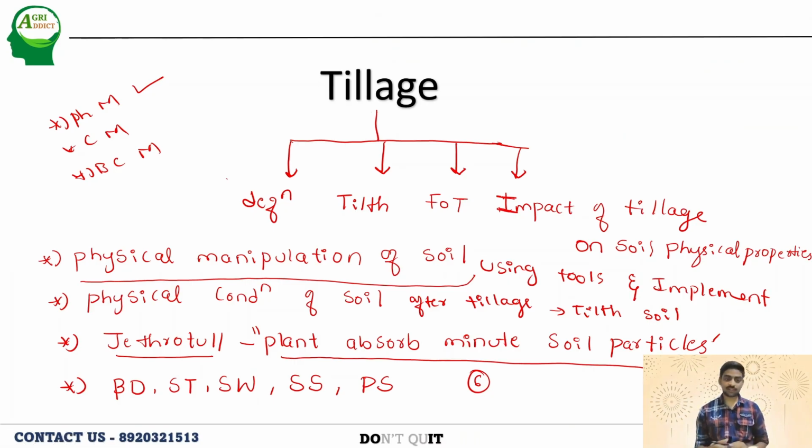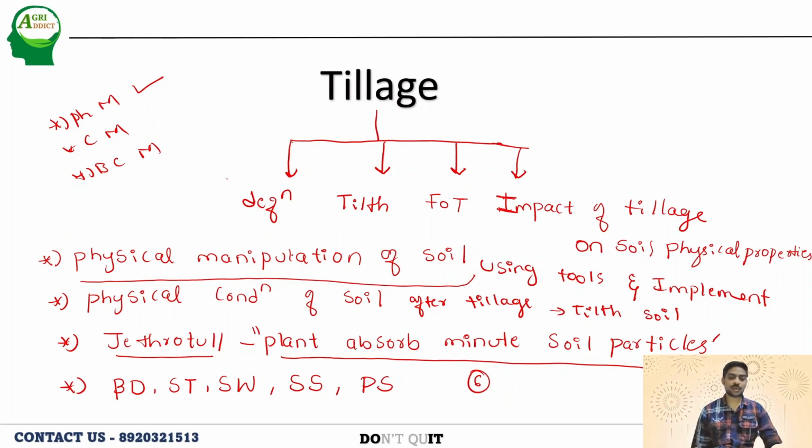First, we'll be learning the definition of tillage, who is the father of tillage, the term tilth, and the impact of tillage on the soil physical properties. Starting with the definition, tillage is a physical manipulation of a soil using tools and implements for good seedbed preparation and to support the subsequent crop growth.